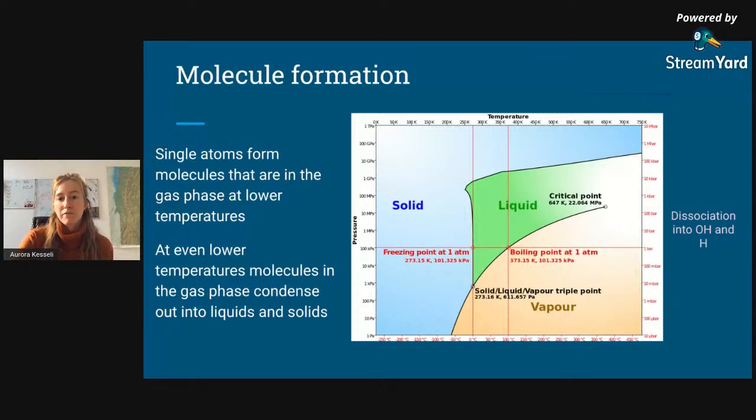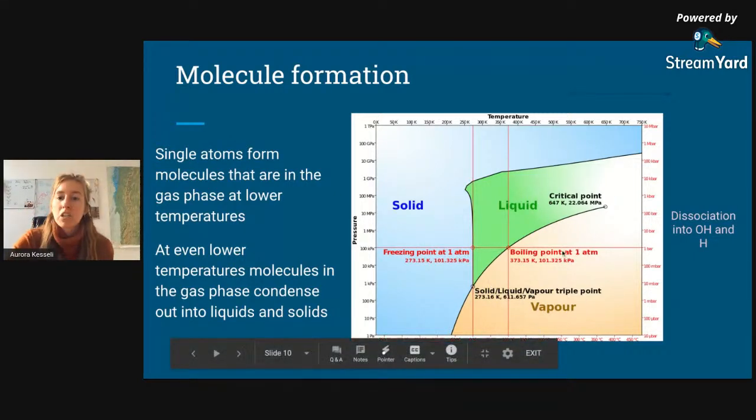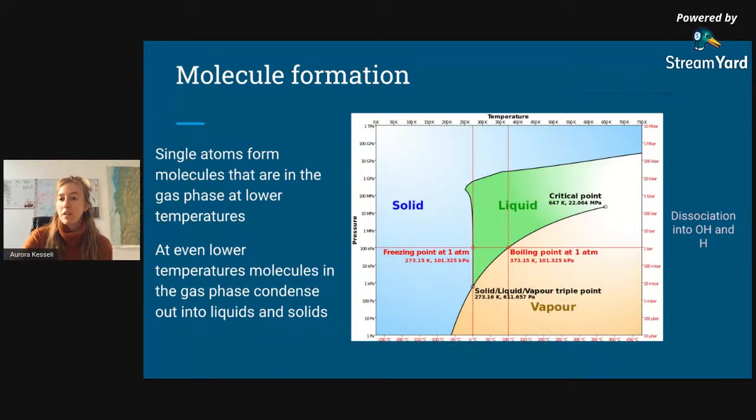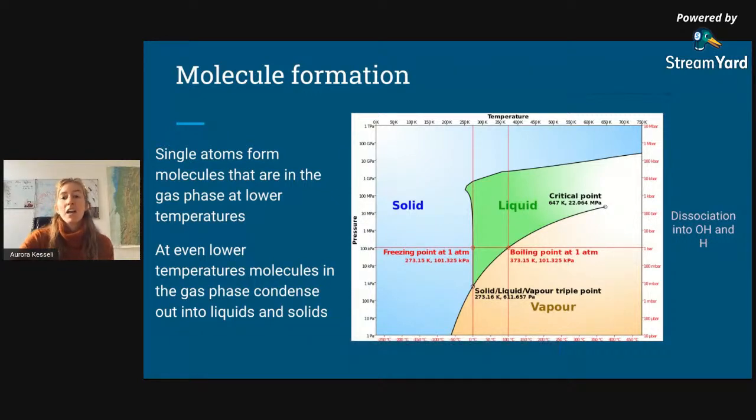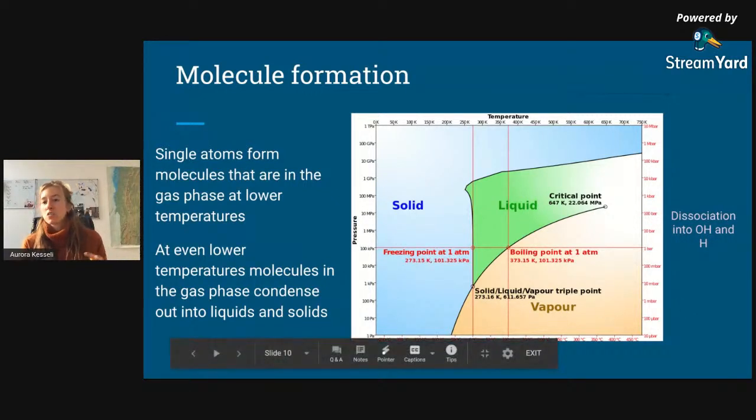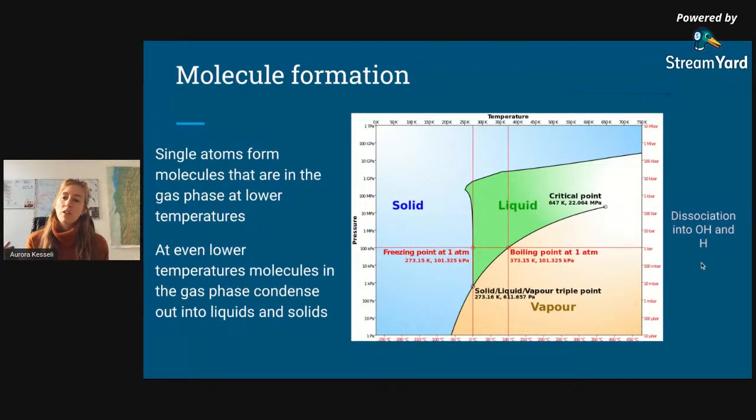So this is showing a phase diagram for water. And you can see that at higher temperatures, water is mostly in the vapor form. I couldn't find a plot that showed water dissociating, but at even higher temperatures, water will dissociate into its constituent parts. So maybe like OH and H.